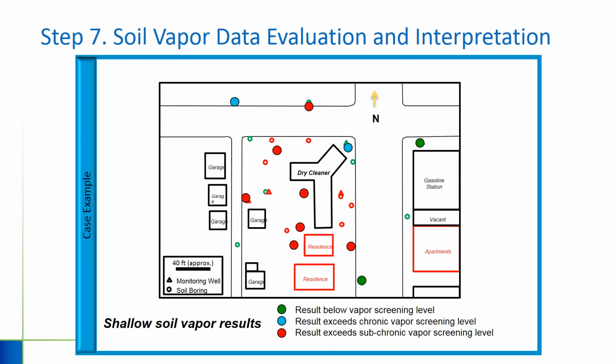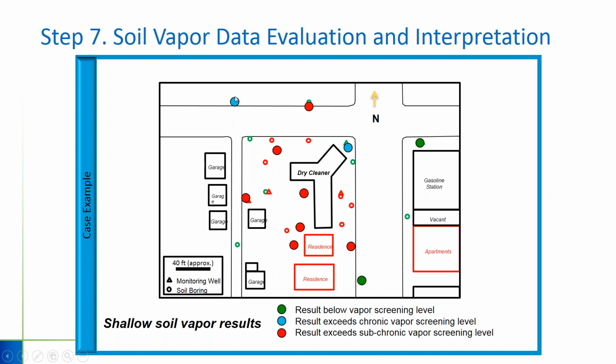The soil vapor, this was one of the biggest data gaps from the initial conceptual site model. So here there are 3 different levels. Green is the one that's below all levels of concern. Blue is above chronic, and then red is above subchronic. So red is the worst, blue is kind of middle.